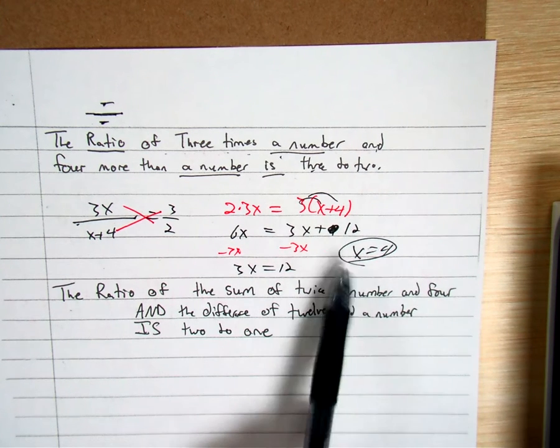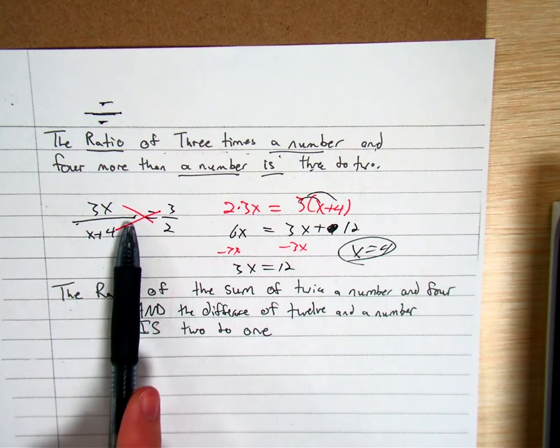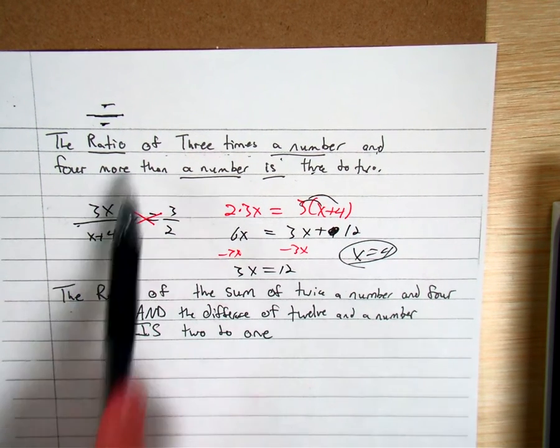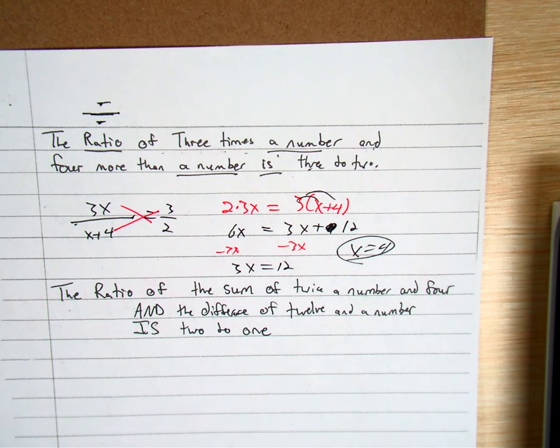Check it out, put it back in, make sure it works. 3 times 4 is 12. 4 plus 4 is 8. 12 over 8 would reduce to 3 halves.